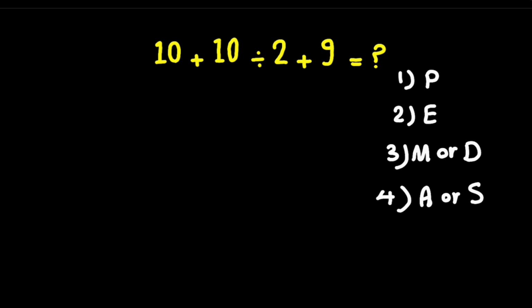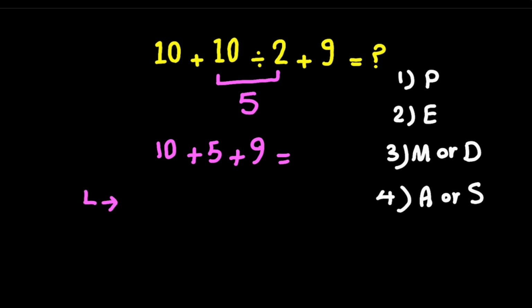So 10 divided by 2 gives us 5. Now 10 plus 5 plus 9. And when we have more than one addition in one expression, we have to solve from left to right.